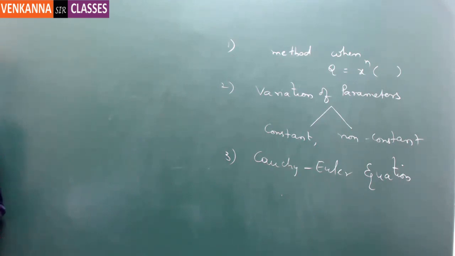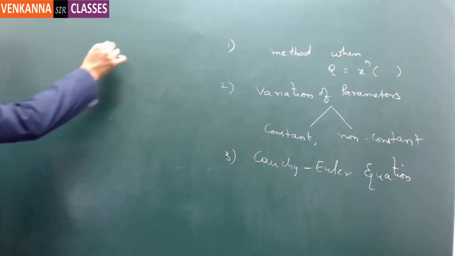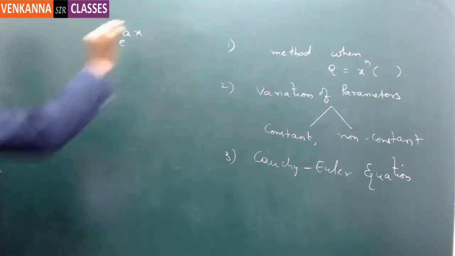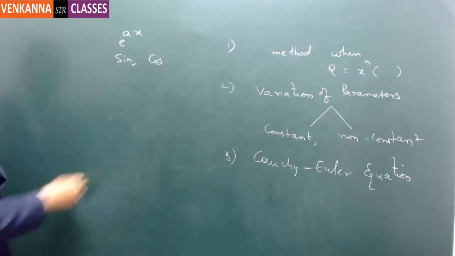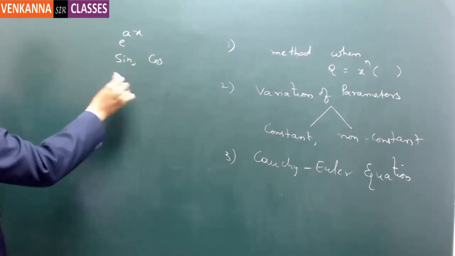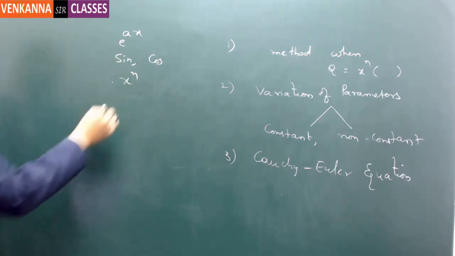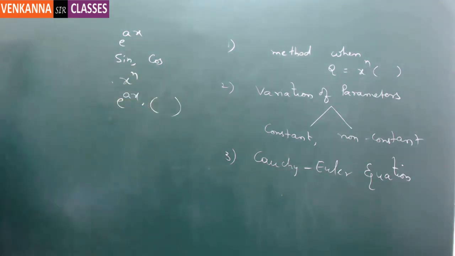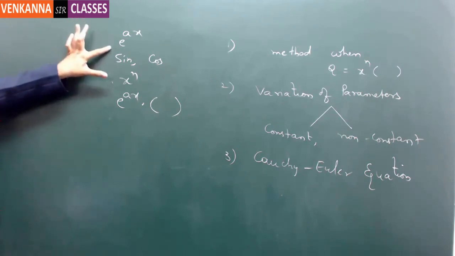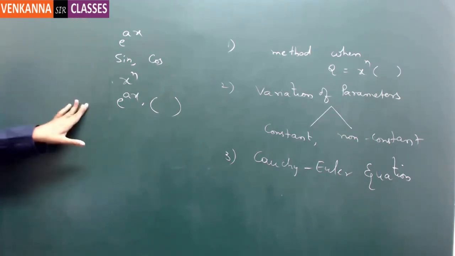Since earlier we have discussed 4 methods, let me say e power ax, sin or cos, x power n, e power ax into some function. So these are the methods which we have discussed earlier.